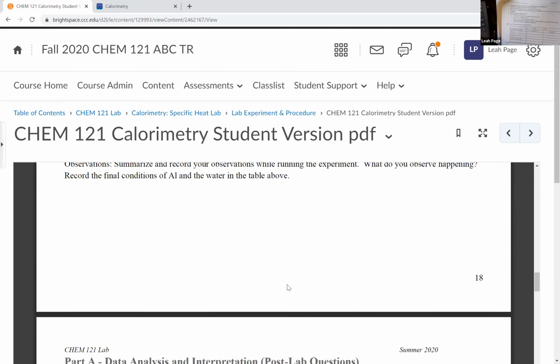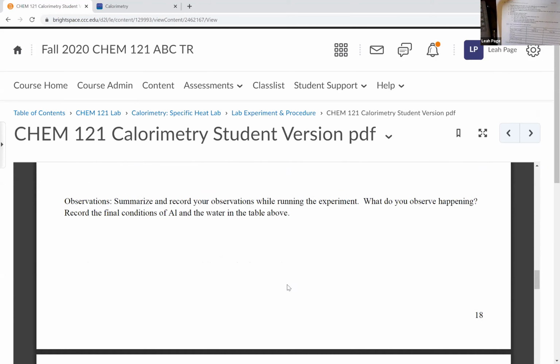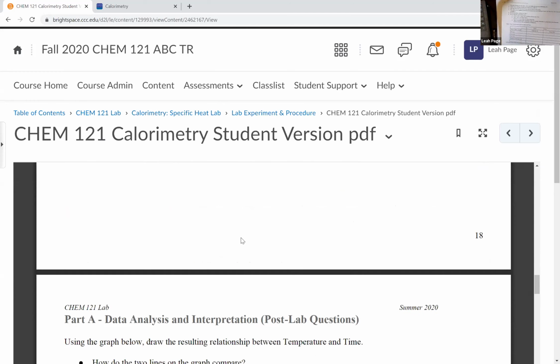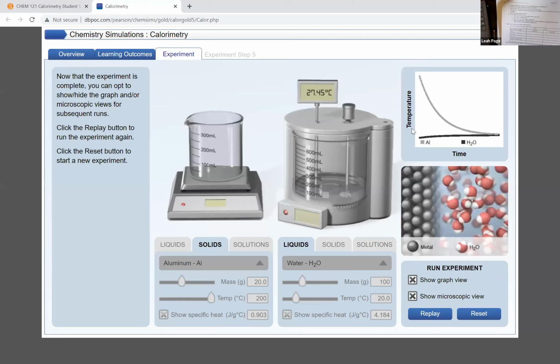Okay. We're going to answer these questions. Observation is basically saying, what do you see happening? Record the final conditions of aluminum and the water in the table above. You're just saying, write down what you saw that happened. You guys might have seen that the temperature of the aluminum decreased dramatically and the temperature of the water increased just a little bit, but it still increased until they equaled the same thing.